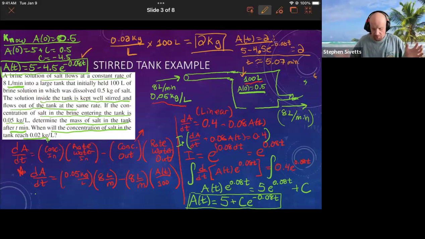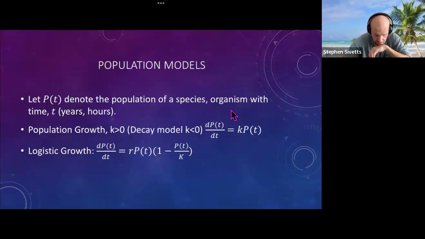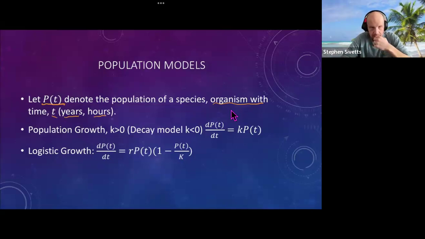All right, so that's just an example of a stirred tank. It's a differential equation problem. The most common model that you'll see in first order differential equations is a population model. P of T will denote the population of a species or an organism at time T, right? T could be years or hours or minutes, what have you.